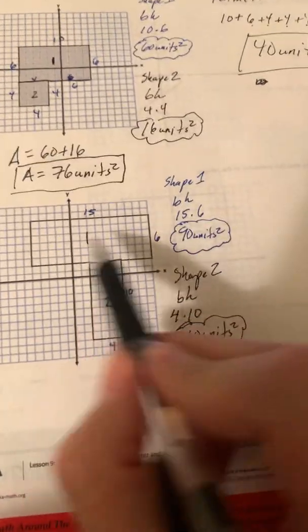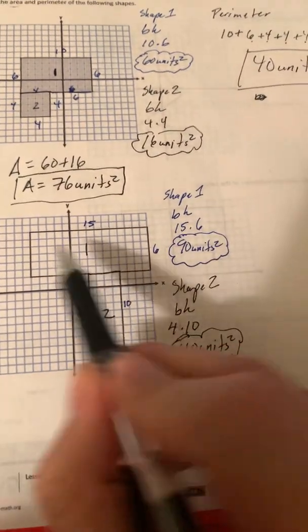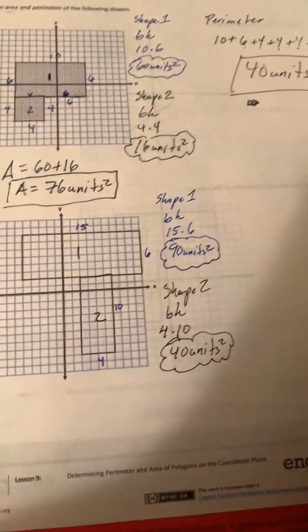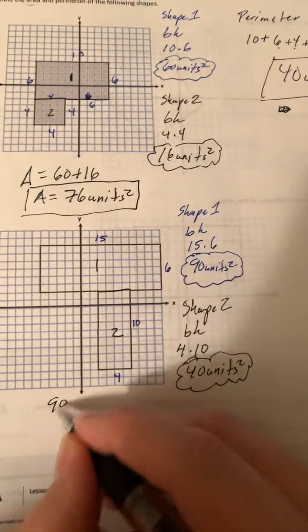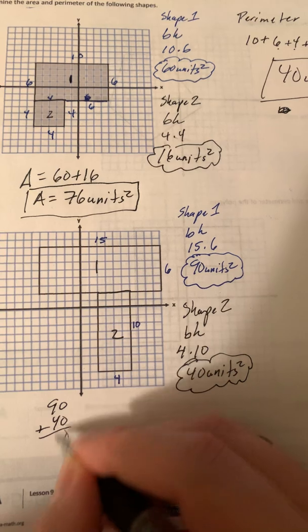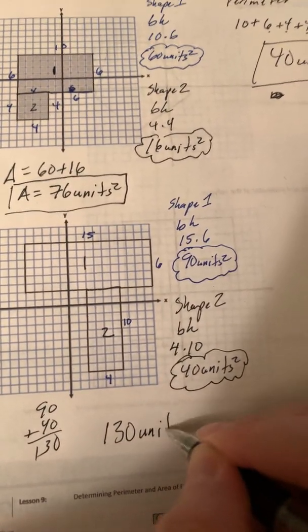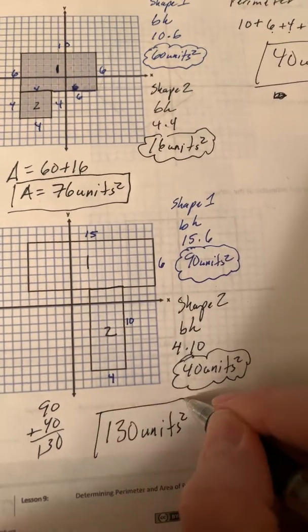Now, to find the entire area of the polygon, we're going to add the area of shape 1 plus the area of shape 2. 90 plus 40. 9 plus 4 is 13. So the area of the entire shape is 130 units squared.